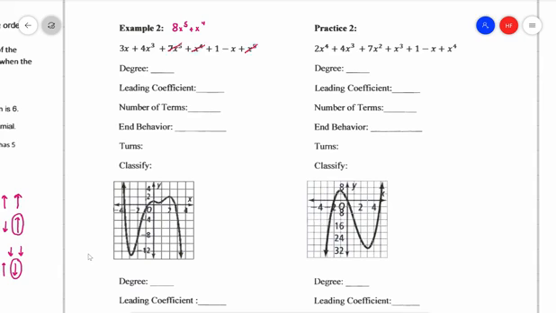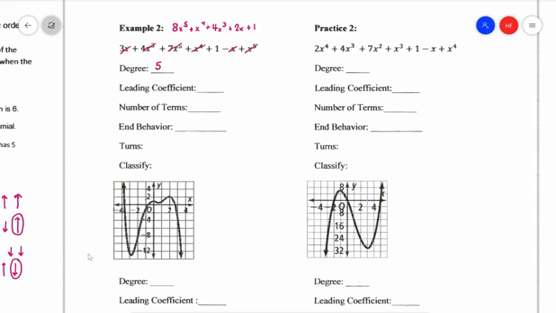Next would be a 3. Then a 2, I don't see one. Then a degree of 1, which would just be my plain x's. I have 3x minus x, so that's plus 2x. And then the constant, which is plus 1.